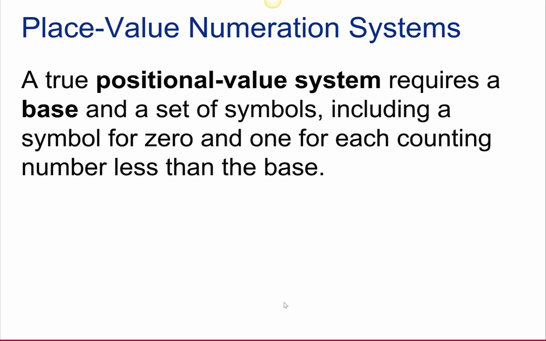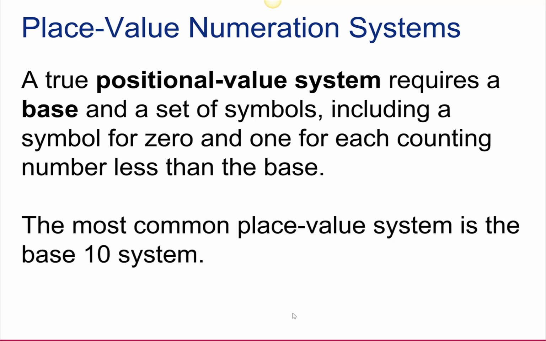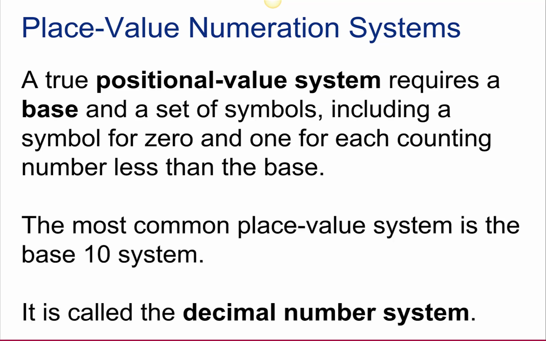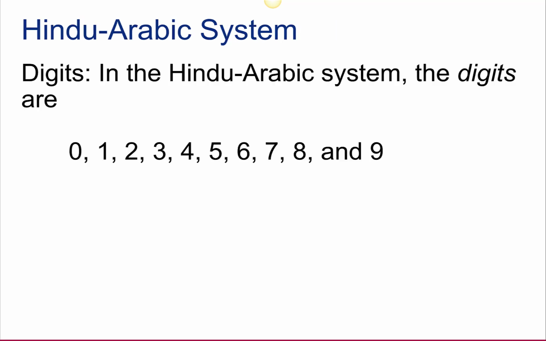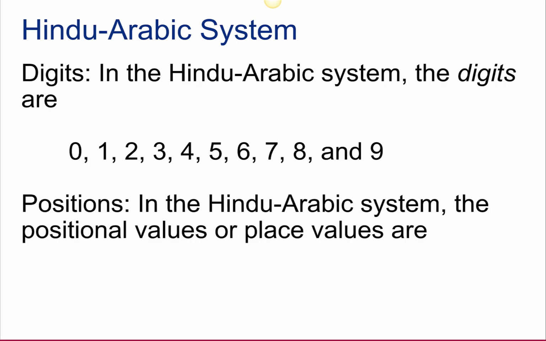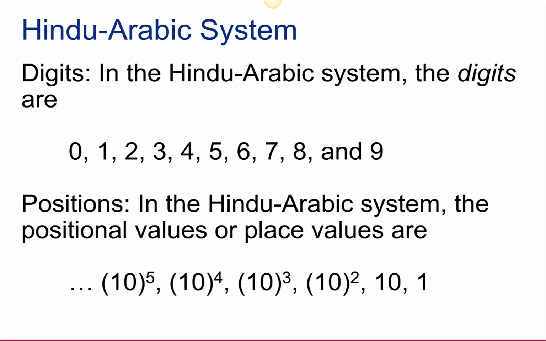A true positional value system requires a base and a set of symbols, including a symbol for 0 and one for each counting number less than the base. The most common place value system is the base 10 system, and it's called the decimal number system. In the Hindu-Arabic system, the digits that we use are 0 through 9. The positional values starting from the right are 1, and the next position moving to the left is 10, and then 10 squared, 10 cubed, 10 to the 4th, and so forth.